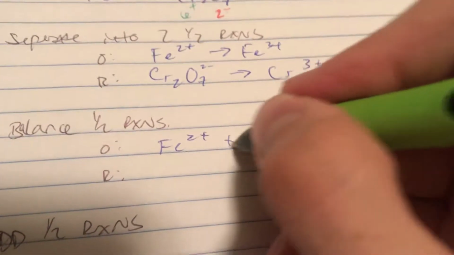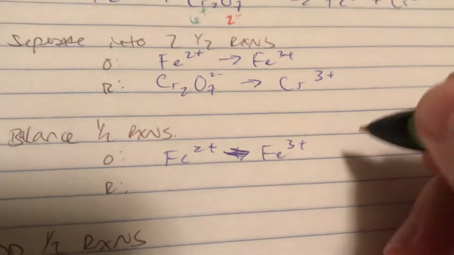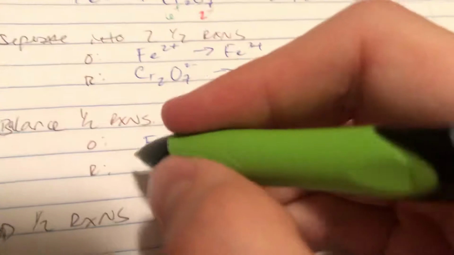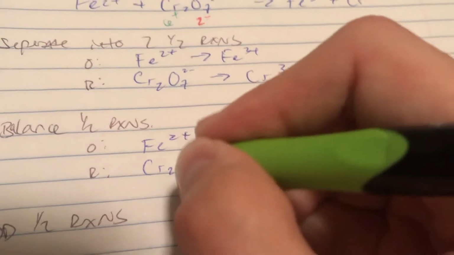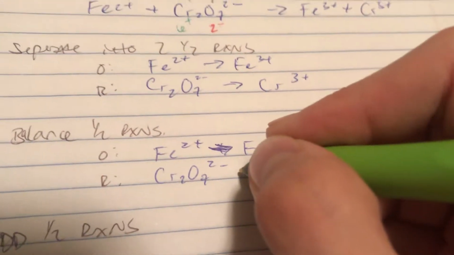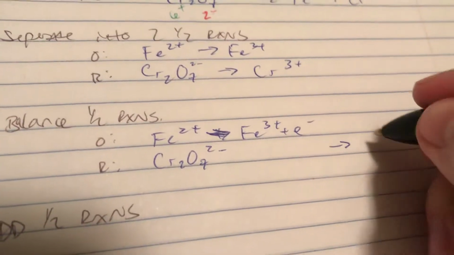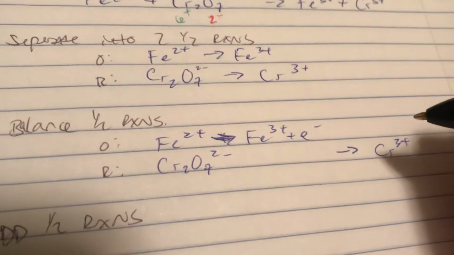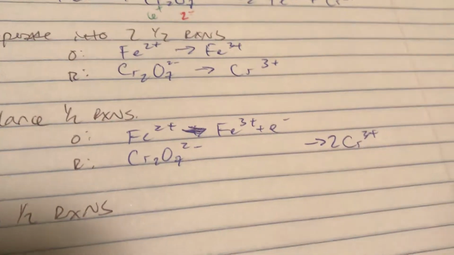So I'm going to rewrite them as Fe2+ yields Fe3+. And then that extra electron we have to account for, so we have to add it on the right side. And then we have our Cr2O7 2-, and then we have Cr 3+. Alright, sweet. So to balance out our chromiums, we have to have 2 here. So throw that 2 there.